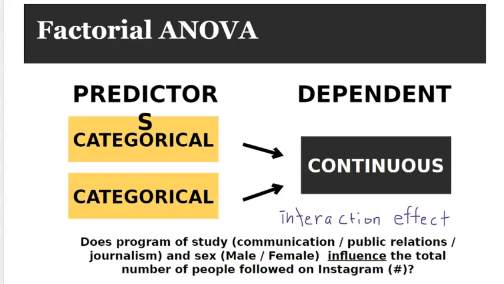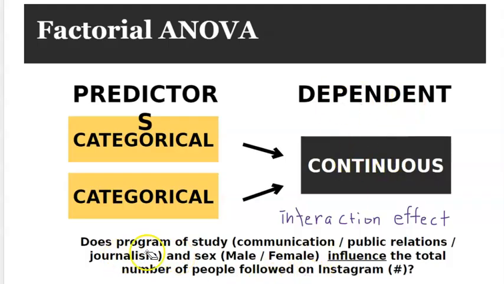And today is the factorial ANOVA. It is a more advanced approach in ANOVA. Normally you have one independent variable, a categorical variable that contains more than two groups. But in the factorial ANOVA, which we also call two-way ANOVA, the predictors are two categorical variables and the dependent variable is one continuous variable.